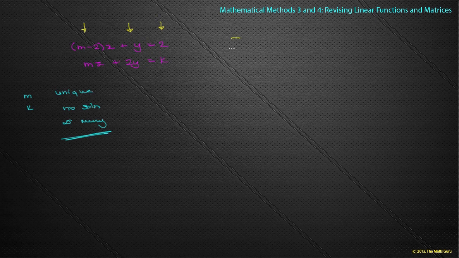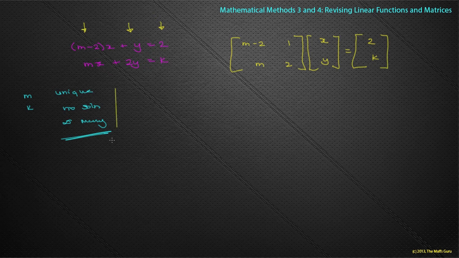If I rewrite this as m minus 2, 1, m and 2, then I can, just to finish it off, say x and y is equal to 2 and k. Using matrices, we can work out the determinant, which actually helps us with some of this. So let's just do that first.